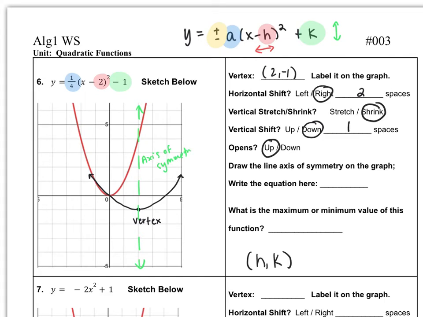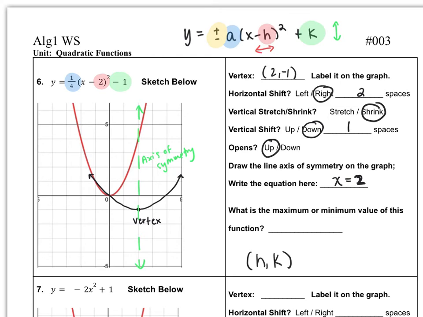And then it also wants the equation of the axis of symmetry. So because it's a vertical line, that means that every point along this line, like for example, this is 2, 0, 2, 1, 2, 2. So every point along that line has the same x value, and that x value happens to be 2 in this case. So my axis of symmetry line is going to be x equals 2. Your axis of symmetry equation is always going to be an x equals equation.